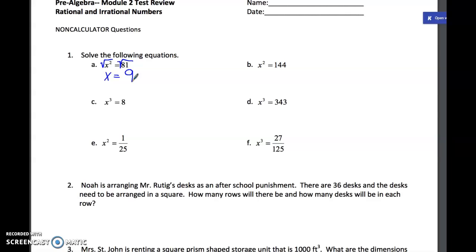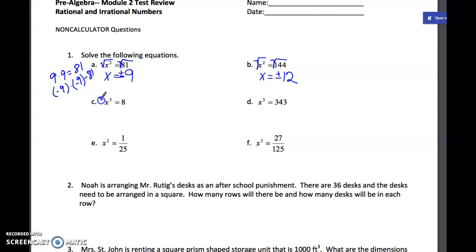I have to remember with square root equations though, that my answer could be a positive 9. It could also be a negative 9. So it has to be plus or minus 9. Because 9 times 9 is 81. Negative 9 times negative 9 is also 81. So both of those are answers. B, inverse operation, square root of both sides. X equals plus or minus 12.